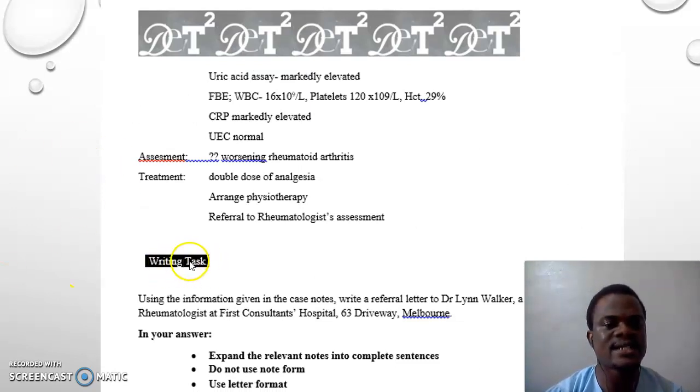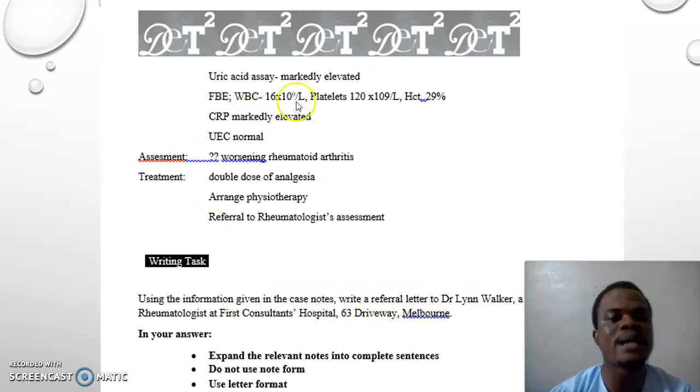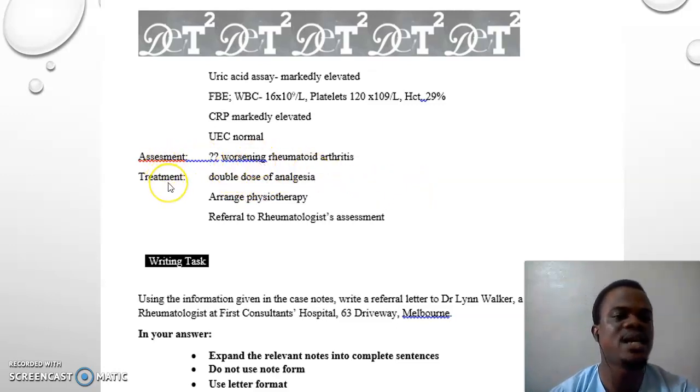The writing task says, using the information given in the case note, write a referral letter to Dr. Lynn Walker, a consultant rheumatologist at First Consultant Hospital, 63 Driveway, Melbourne. Now, from this writing task, it's obvious that you are writing a referral letter. Then you will now go back to today's visit. And in today's visit, our interest is in the assessment and treatment.